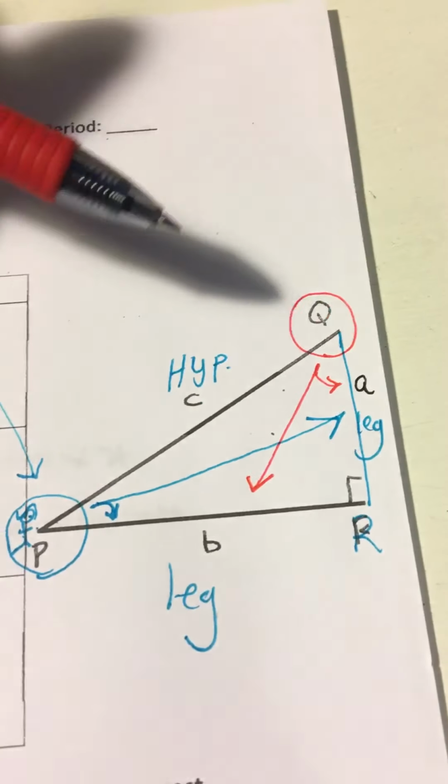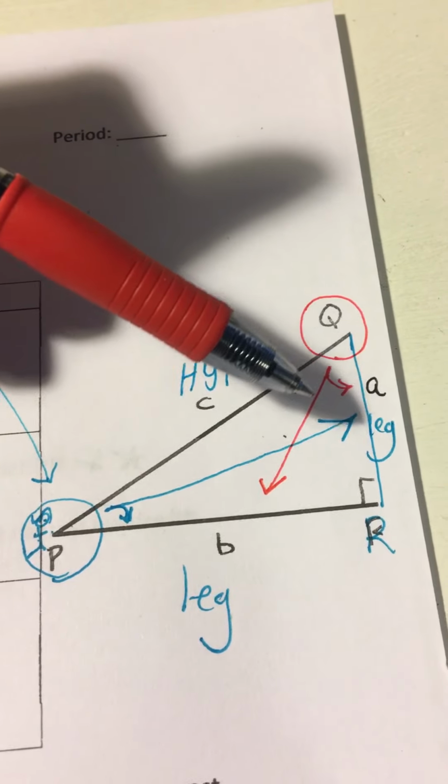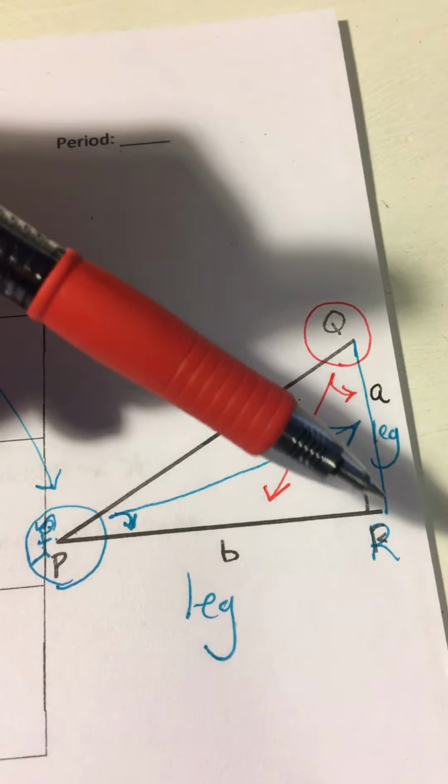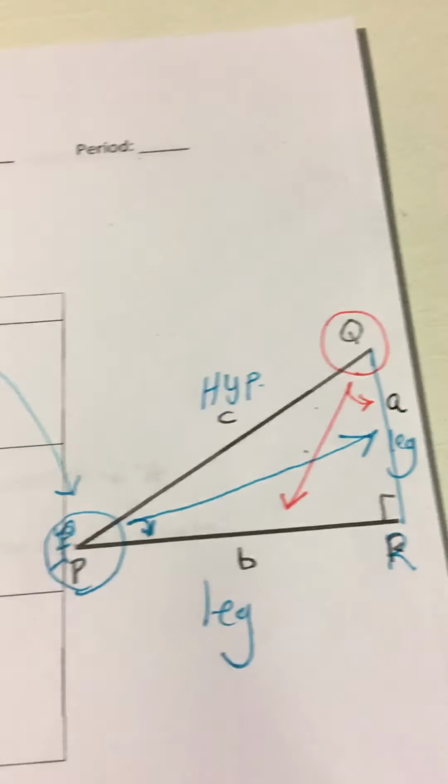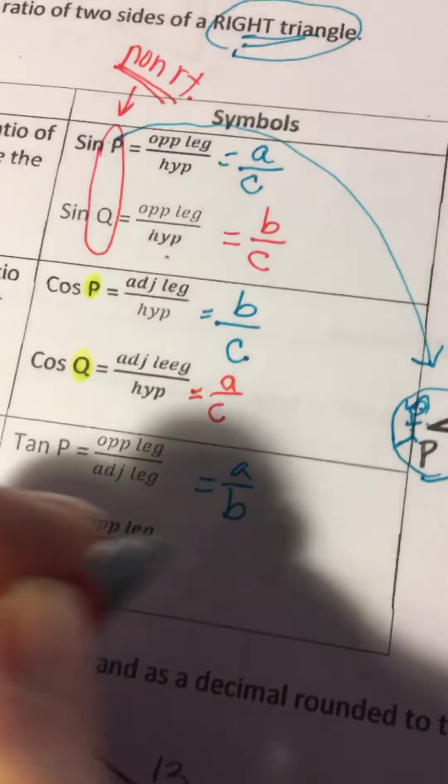So look over here. Here's angle Q. The leg opposite angle Q is B. The leg adjacent to angle Q is A. So B over A. And tangent does not use hypotenuse at all. So I will write B over A right here.